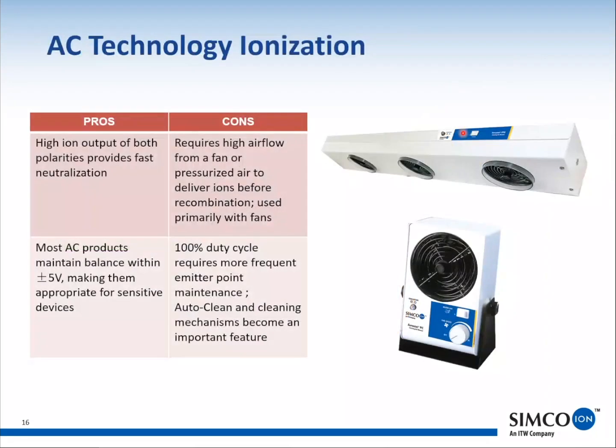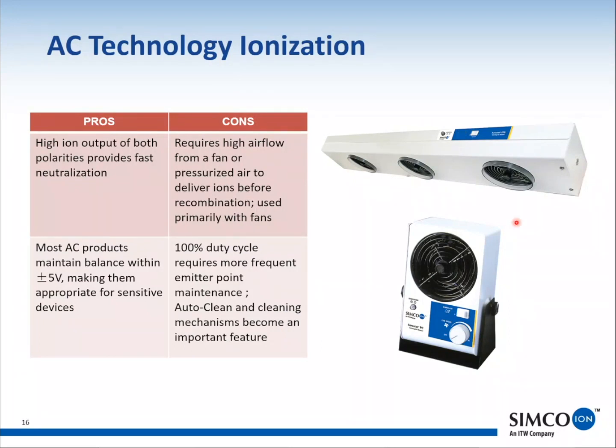Those are our physics lessons for the day. The AC technology uses one emitter point, and it is connected to both the positive and negative sides. It's using the AC signal from your line voltage to change the polarity of the emitter point. And it's doing it at 50 or 60 hertz, depending on what part of the world you're in, what your line voltage is.